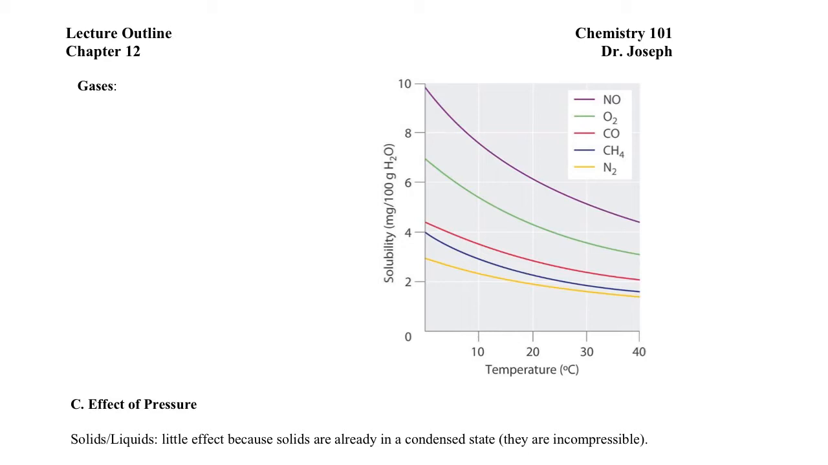Here's a graph as an example which shows several gases including nitrogen oxide, oxygen gas, carbon dioxide, methane, and nitrogen. We see that for all of these gases, the solubility decreases as the temperature increases. So, unlike solids dissolving in liquids, gases are consistent. Their solubilities always decrease as the temperature increases.